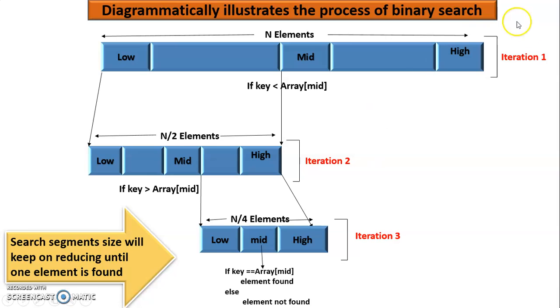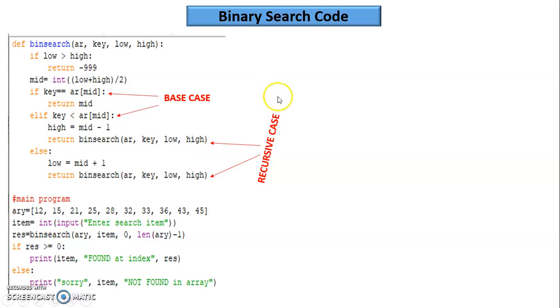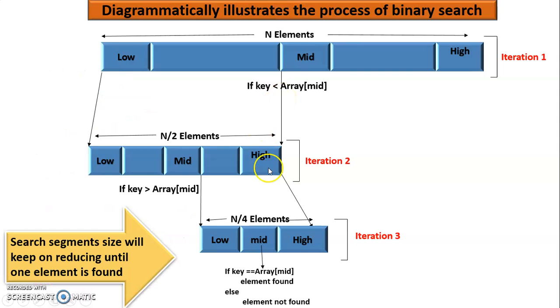for iteration 2. In this case, I'm comparing: if the key is lesser than the middle element, then obviously my key will not be over here. So my low will remain the same, but my high will become mid minus 1. Are you clear? High becomes mid minus 1.